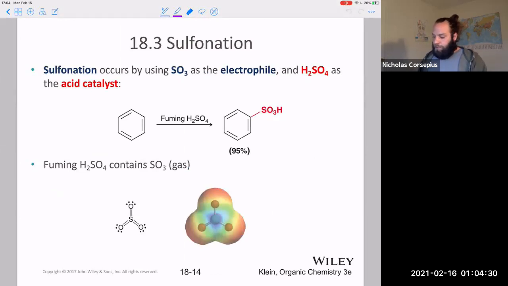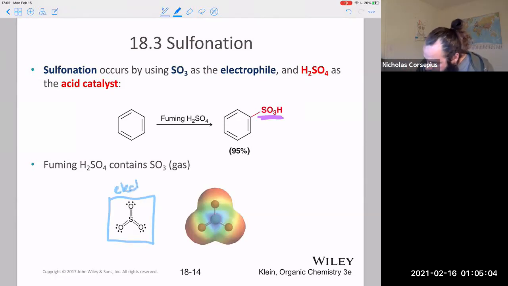Okay, so now sulfonation, or putting an SO3H group on there. Here, you're going to need to use sulfuric acid, but particularly fuming sulfuric acid or warm concentrated sulfuric acid. The reason why it has to be fuming sulfuric acid is because our special electrophile is actually going to be this SO3 gas, okay? So in the vapors of sulfuric acid is this SO3. This is our electrophile.